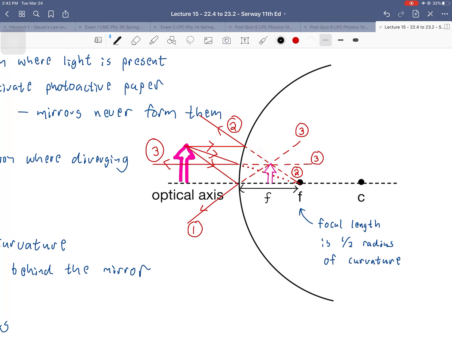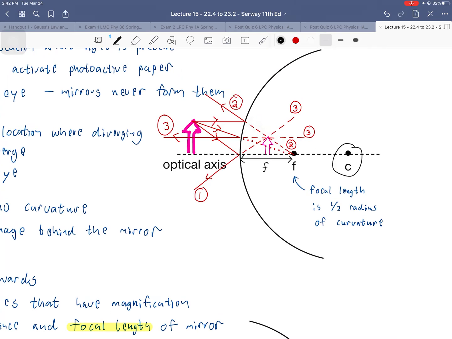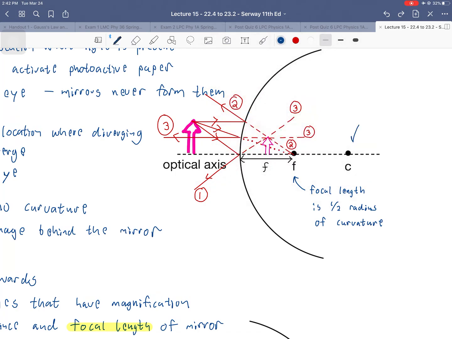Okay, and we use f for both. So f for the focal length, f for the focal point. Because ultimately this point right here is the origin, and so the coordinates of the focal point is the focal length. Okay, and so that means that C right here is the center of curvature, which is the radius. The center of the circle. Okay, so there we have it, concave mirrors.